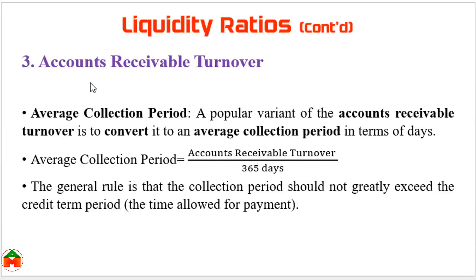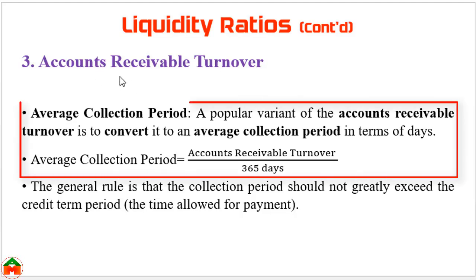Now we can convert this account receivable turnover into another ratio that is called average collection period. For that calculation, we need to divide 365 days by the account receivable turnover to get the average collection period. Account receivable turnover is converted into average collection period by using 365 days. By this calculation, we can get an idea after how many days we can collect our account receivable.